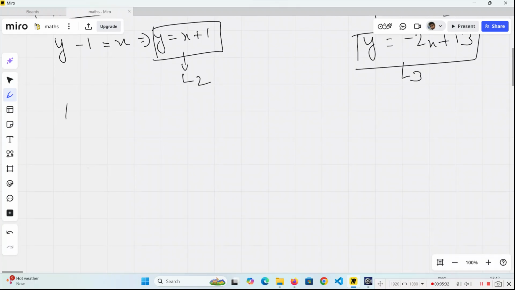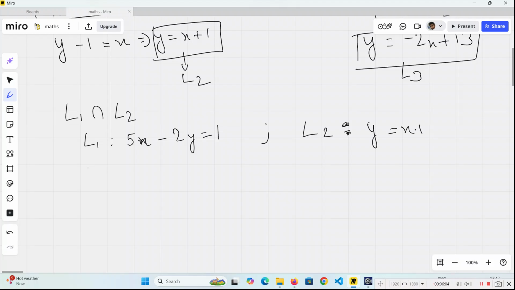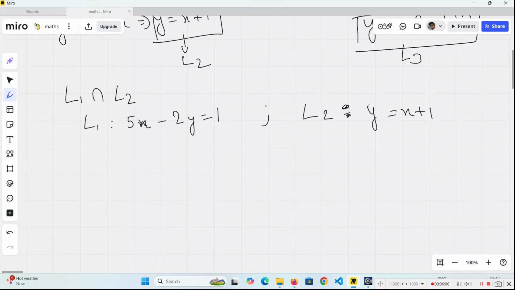So now let me find the intersection point. What is the intersection for L1 and L2? We have to solve the simultaneous linear equations, meaning we have to find the common solutions for these two lines. That is, L1 is given as 5x minus 2y equals 1, and L2 is y equals x plus 1.